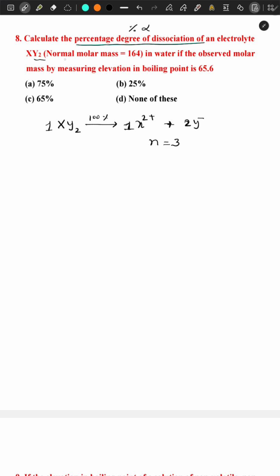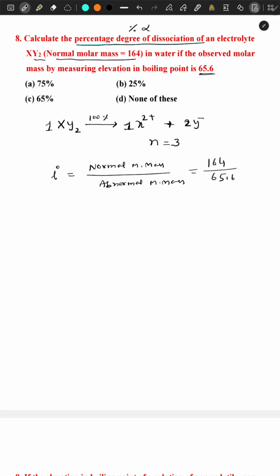Now you read that question. The normal molar mass is given, and then the molar mass observed by measuring elevation of boiling point is given. So two molar masses are given, and therefore you can easily find the Van 't Hoff factor. The Van 't Hoff factor will be the normal molar mass divided by the abnormal molar mass. Normal is given as 164, divided by abnormal, which is 65.6. If you simplify this, you will get 2.5.